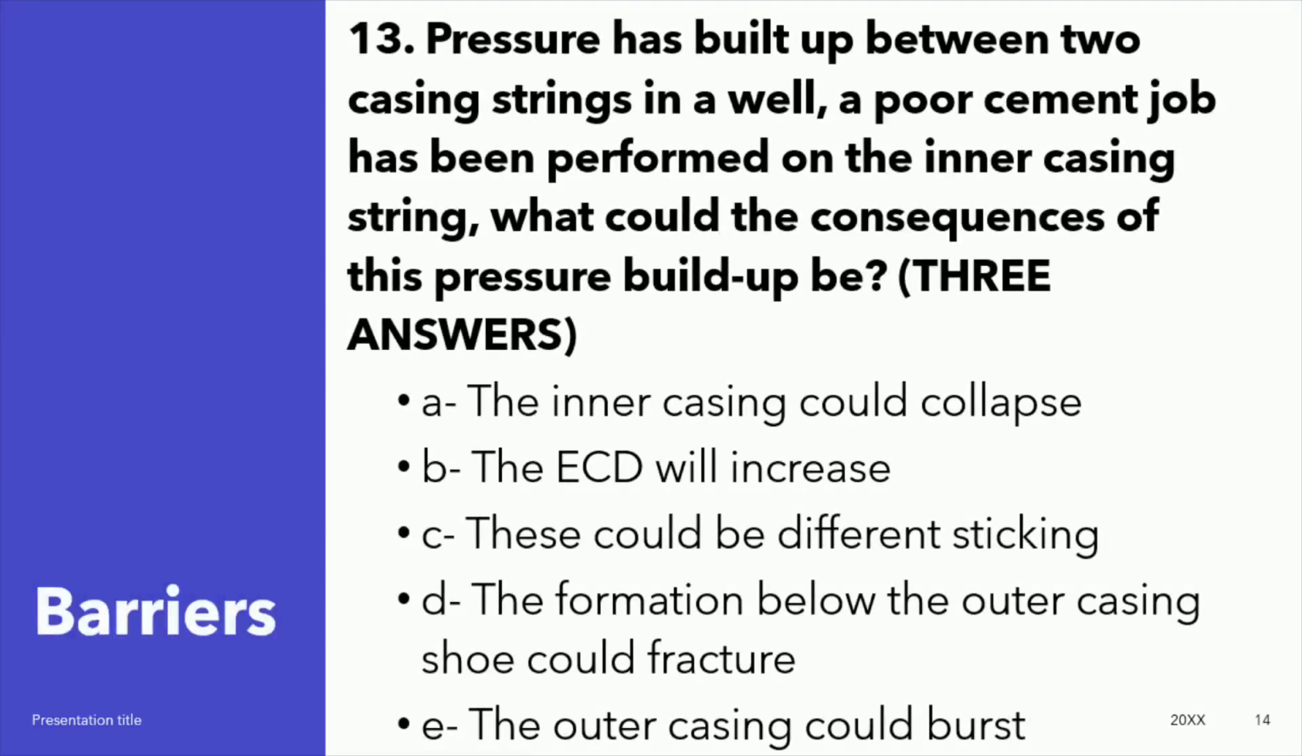13. Pressure has built up between two casing strings in a well. A poor cement job has been performed on the inner casing string. What could the consequences of this pressure buildup be? Three answers. A. The inner casing could collapse. B. The ECD will increase. C. There could be differential sticking. D. The formation below the outer casing shoe could fracture. E. The outer casing could burst. The correct answers are A, D, and E.